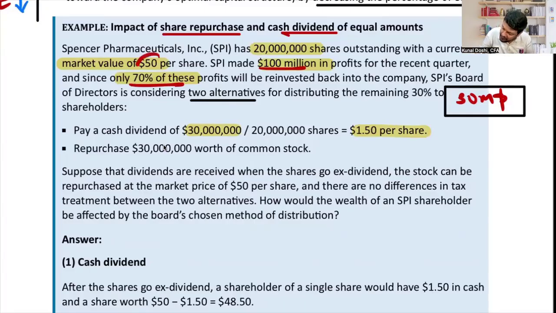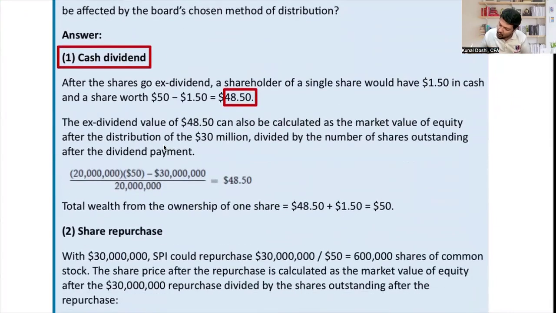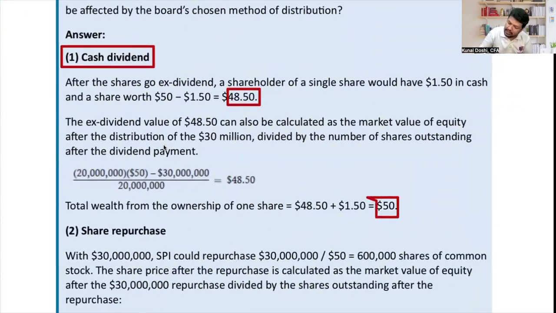The company stock price was 50. If the company pays a cash dividend of 1.5, the ex-dividend share price will be 48.5. Easy? So as an investor, now I have 1.5 of cash dividend and 48.5 in the stock. My overall wealth will remain the same. You can go through this calculation. The overall wealth is not affected, isn't it? This is what was mentioned by dividend irrelevance, Modigliani-Miller.